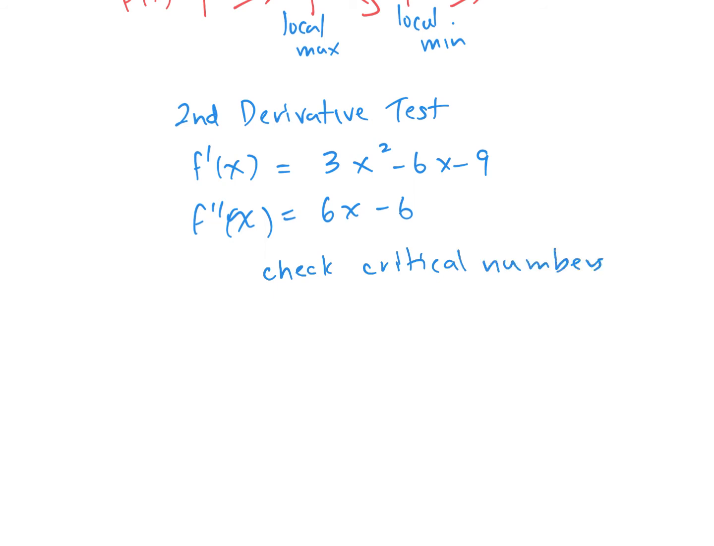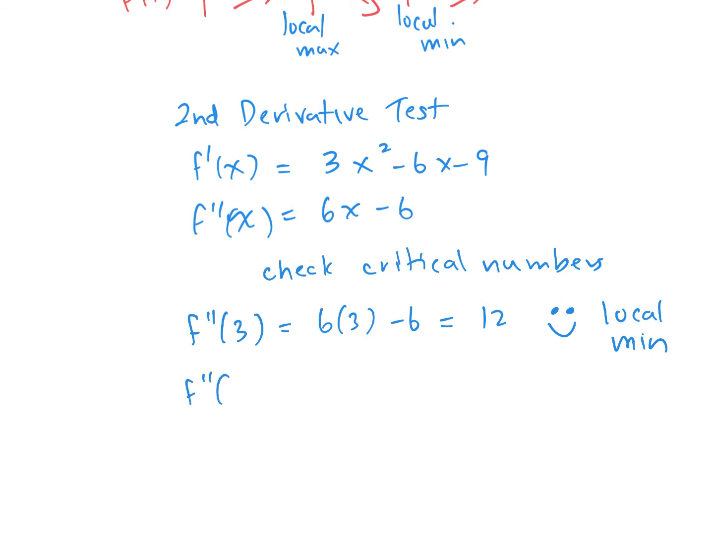It's a quick way to tell whether they are local max or local min. So the first critical point was 3. I'm just going to put 3 into this second derivative and see the result. The result is positive. So that tells me, and think of positive as a smiley face, you have a positive attitude, that it is a local minimum. So if you have a positive result, it is a local min.